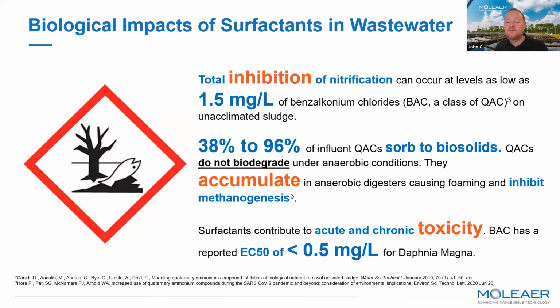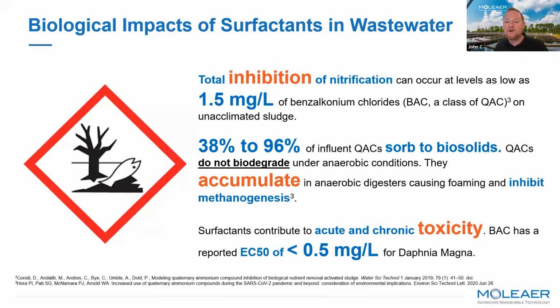Studies show that total inhibition of nitrification can occur at levels as low as 1.5 milligrams per liter of benzalkonium chloride on an unacclimated system. That's not a lot. Oftentimes we're seeing these concentrations at wastewater treatment plants upwards of 7 milligrams per liter. And even on acclimated sludge, 15 milligrams per liter will completely wipe out your biological system.